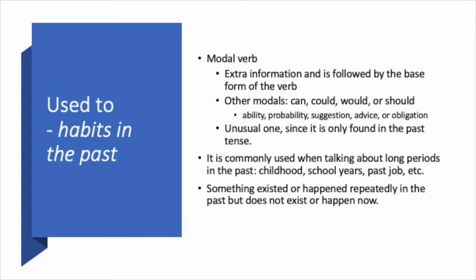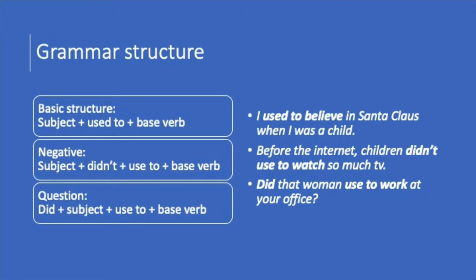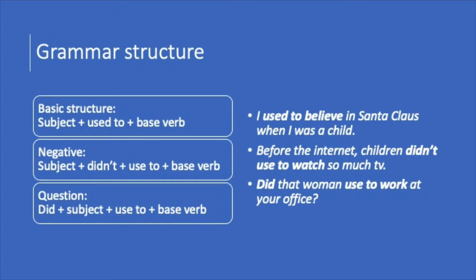It is commonly used when talking about long periods in the past, such as childhood, past job, school years, etc. Something existed or happened repeatedly in the past, but doesn't happen anymore. Let's look at some examples. So the basic structure goes used to plus the base form of the verb. I used to believe in Santa Claus when I was a child. Used to plus the base form, believe.